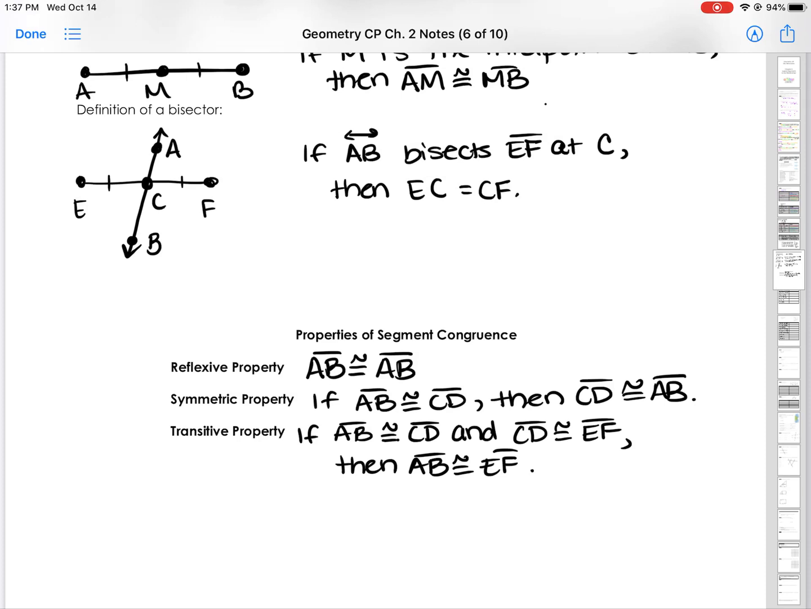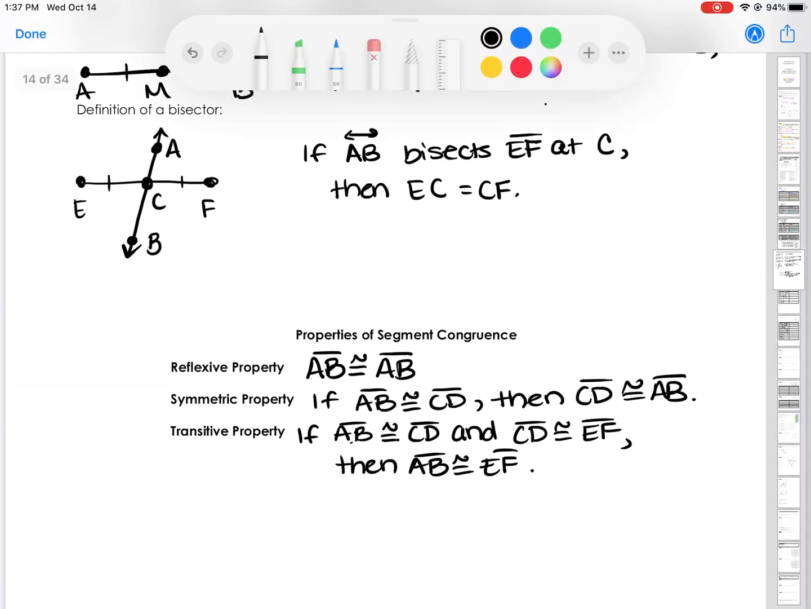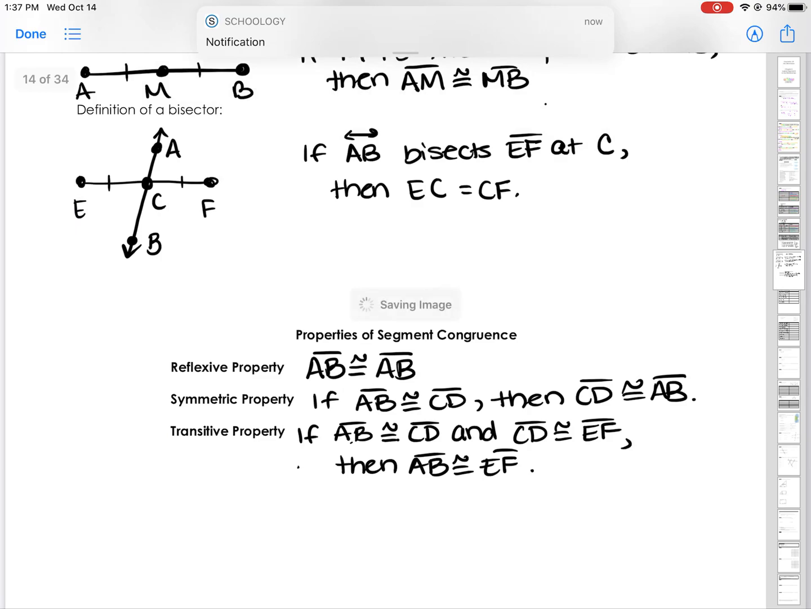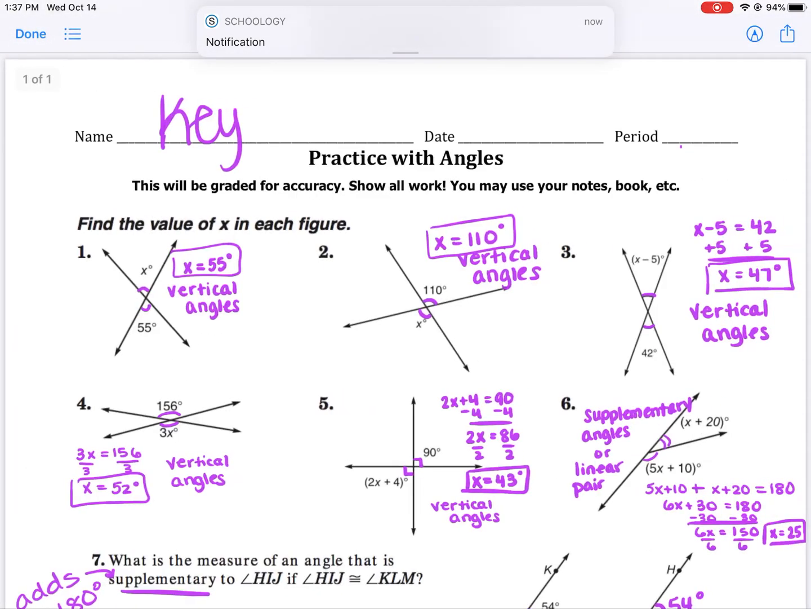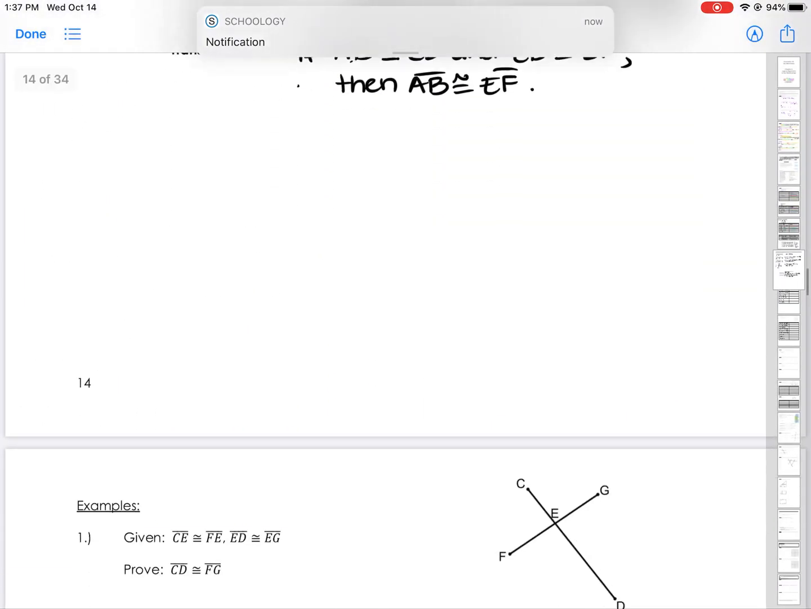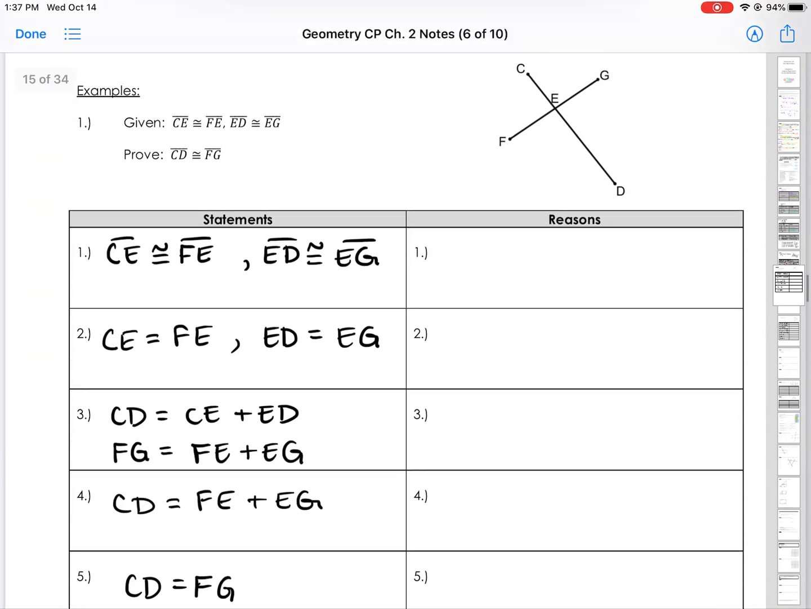Lastly, if I have two statements that are congruent to the same thing, then I can say that they are congruent to each other. So AB is congruent to CD, CD is congruent to EF. Since both of these are congruent to CD, then I can say that AB is congruent to EF. All three of them are then congruent.